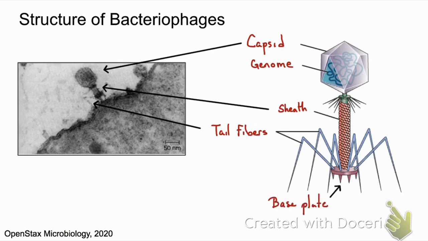Another important structure is this base plate, which we find on the bottom here. This base plate contains enzymes that will break down the cell wall of bacterial cells. This will help allow for the genome to gain entry into those host cells.